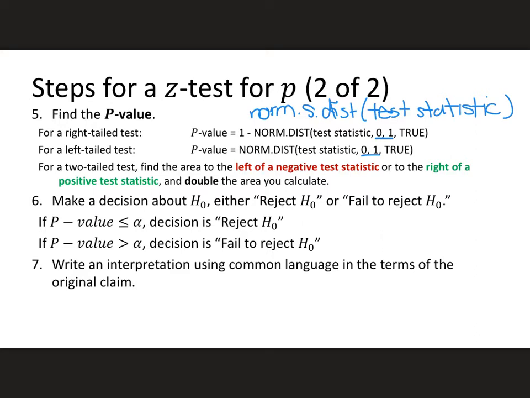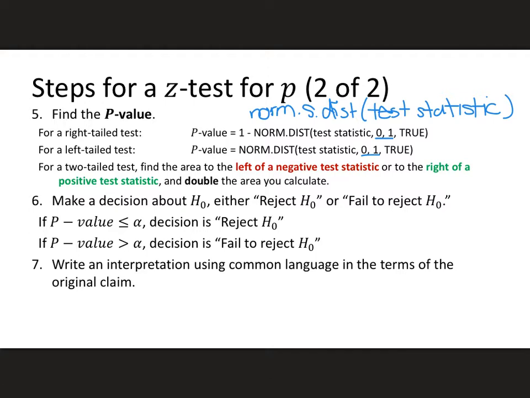For a two-tailed test, you'll do the area to the left if it is a negative test statistic, or you'll do the right of a positive test statistic. So you'll have to look at whether it is positive or negative, and then decide which way you do. If it's a negative test statistic, you'll go to the left, so you'll do just norm.s.dist. And if it is a positive test statistic, you'll go to the right, so you'll do 1 minus norm.s.dist. Just make sure that you end up doubling the area when you're doing a two-tailed test.